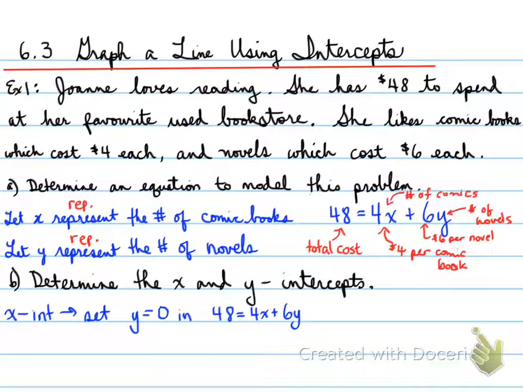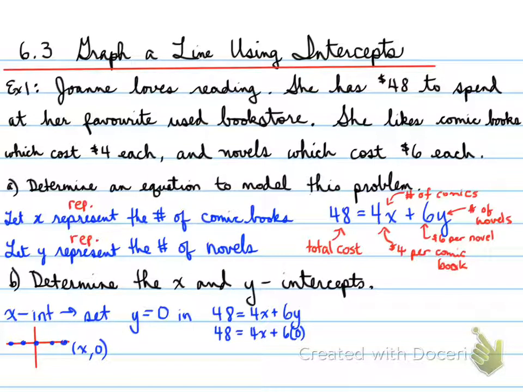Okay. 48 is equal to 4x plus 6y. We want to put y equal to 0. So we have 48 equals 4x plus 6 times 0. 6 times 0 we know is 0. And again, remember that an x-intercept means it crosses the x-axis. Anywhere where you cross the x-axis, the y value is equal to 0.